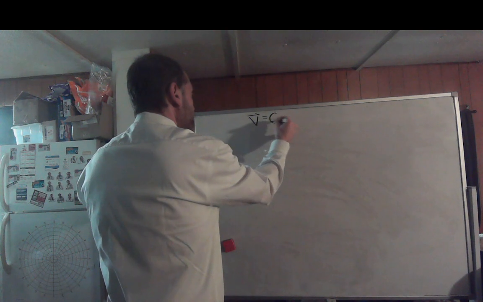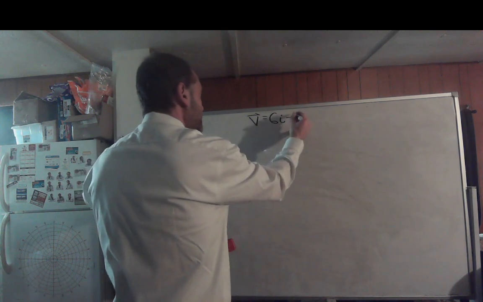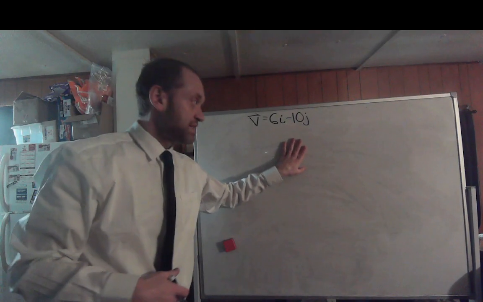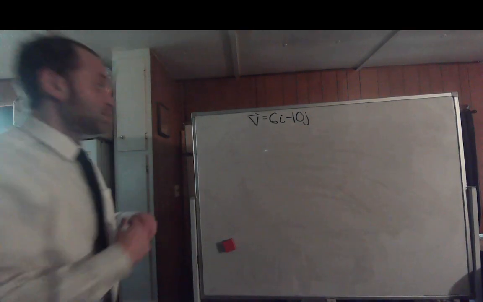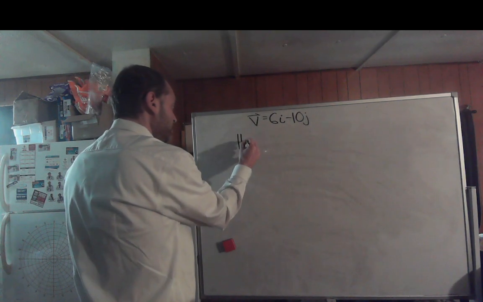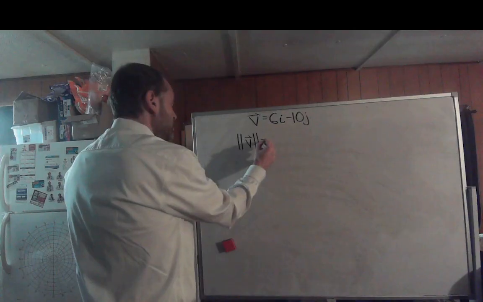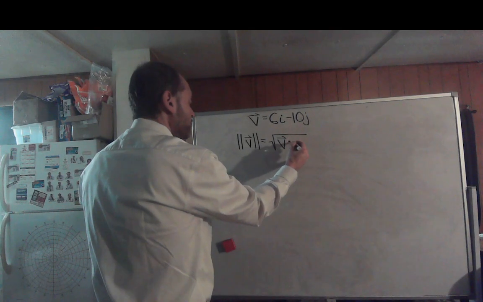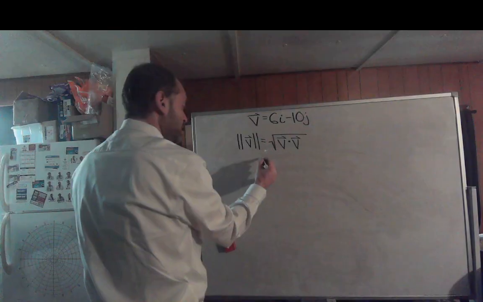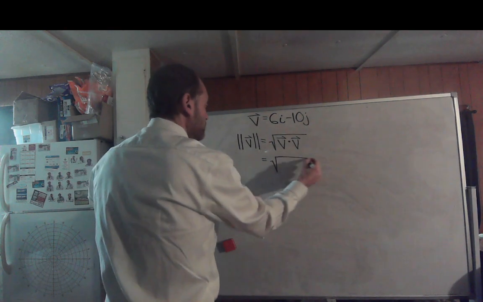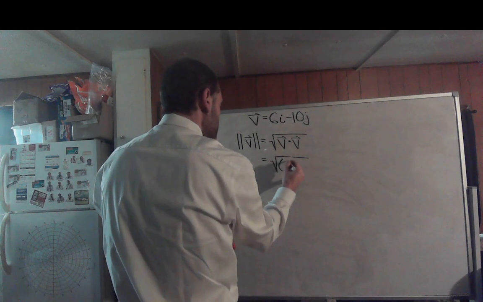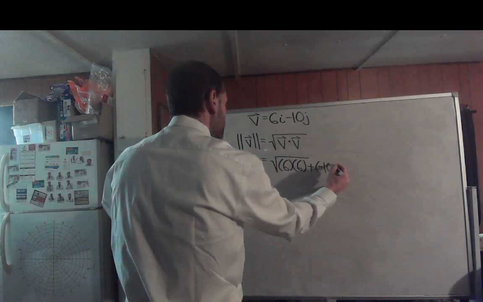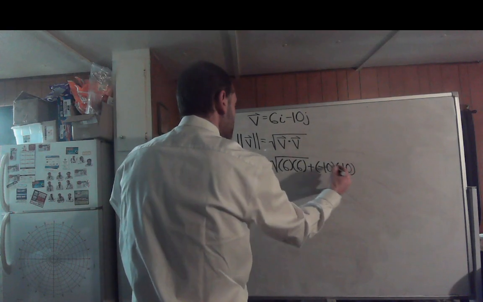Alright, we have a linear combination, 6i minus 10j. So vector v equals 6i minus 10j. Okay, so let's find the magnitude of vector v using the dot product. That's going to equal the square root of the dot product of v on v. So that's going to equal the square root of 6 times 6 plus negative 10 times negative 10.